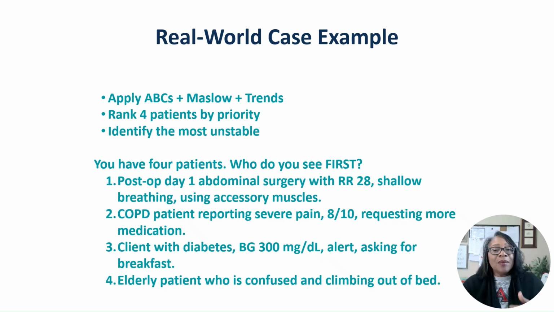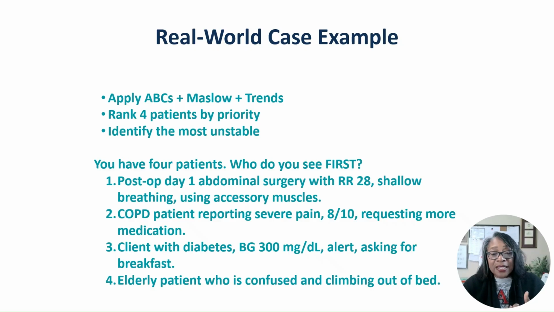Number 2, pain is not first unless it impacts your airway, breathing, and circulation. Patient 3, no airway, breathing, or circulation issue. And number 4 is a safety issue, but not at the airway, breathing, circulation level. Now look at step 2, Maslow's. Patient 4, safety need. Patient 3, physiologic, glucose, but not emergent. And patient number 2, comfort, physiologic, but stable. They're hurting, but they're stable.